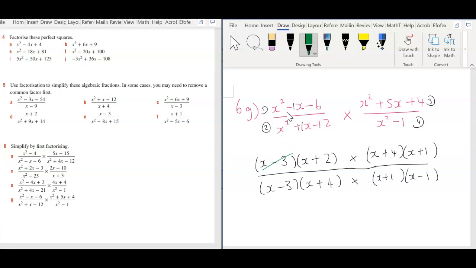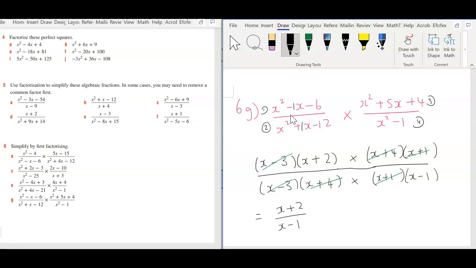So this x minus 3 cancels with this x minus 3. This x plus 4 cancels with this x plus 4. And this x plus 1 cancels with this x plus 1. So what we're left with is x plus 2 on the top and x minus 1 on the bottom. All right, we might leave that video there.